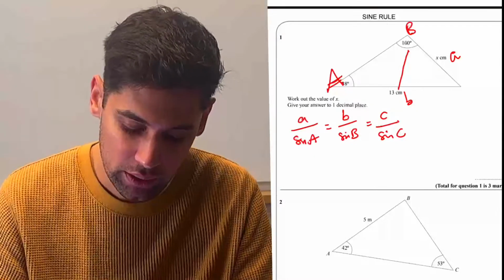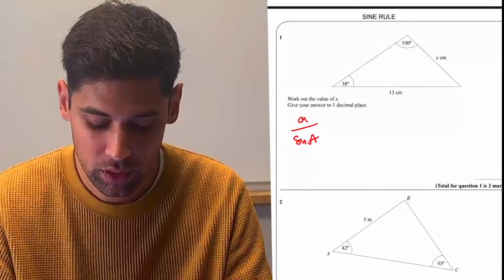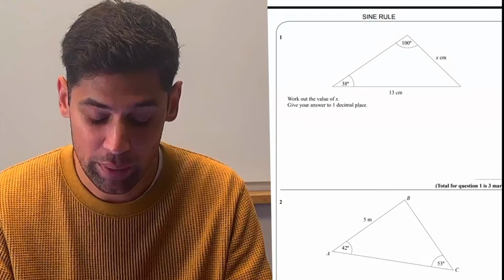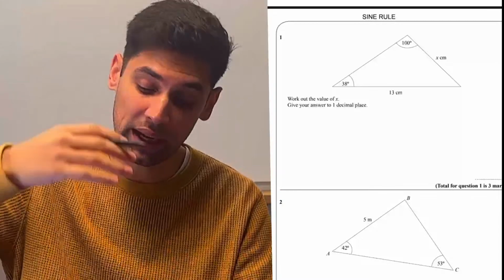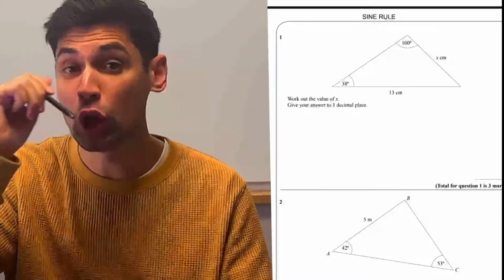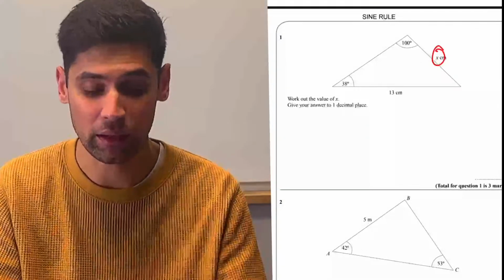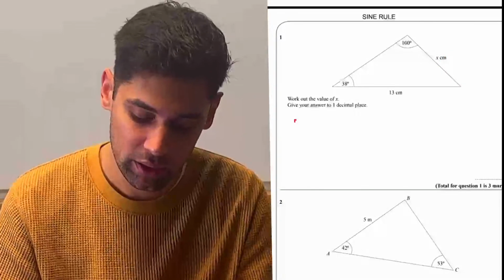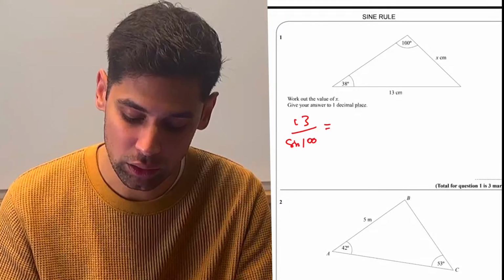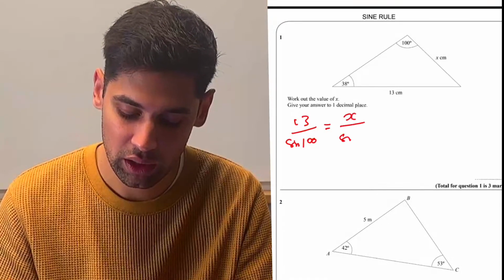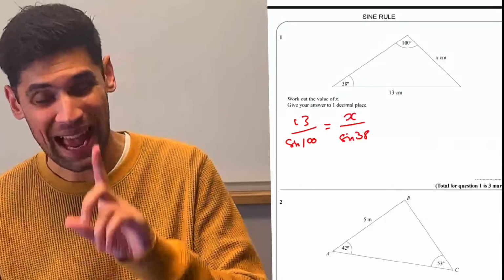Now, I'm just going to clear the page so we can get to work on this from scratch. So now we know we can use sine rule. We can plug into the fractions, the idea being whatever we're looking for goes on top. So because here we're looking for a length, we're going to put the lengths on top. So it's going to be 13 over sine 100 equals x over sine 38. So that is the formula you get given. And just remember how to use it.